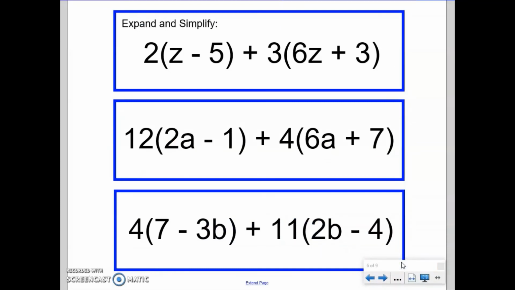Okay, here is 3 for you to have a go at. So if you could pause the video at this point, and for each of the 3 questions, could you expand and simplify the expression?